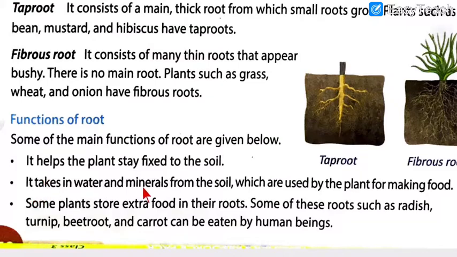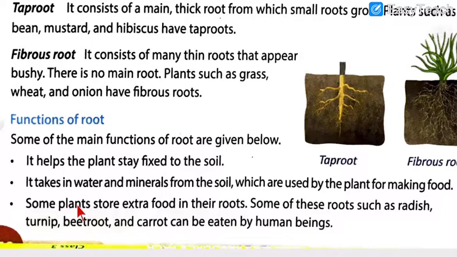Now it takes in the water and minerals from the soil which are used by the plant for making food. So when you sprinkle water, when you water the plants, what happens? Maximum amount of the water goes into the soil and then the root just soaks the water. Root takes the water from the soil and provides it to the entire plant, to each and every part of the plant. So the plant further uses the water, air, sunlight, everything to make the food.